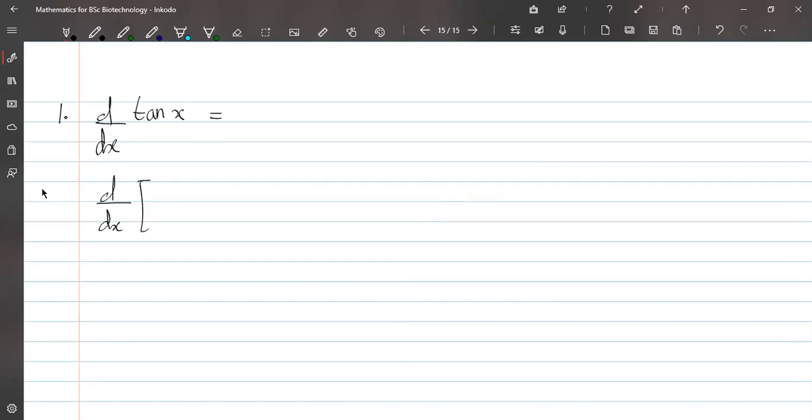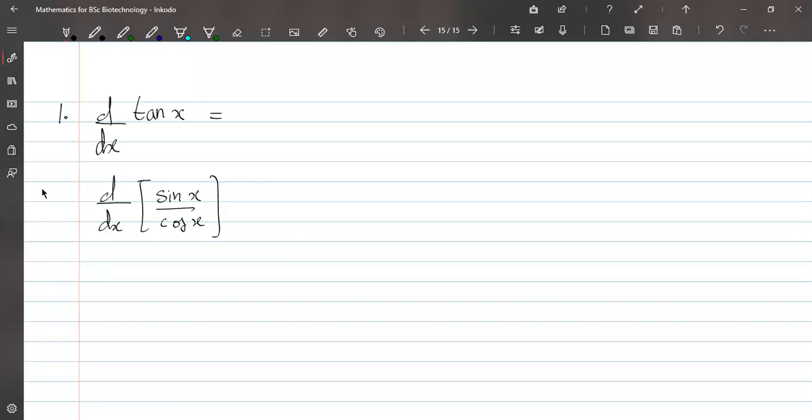What do we know as the definition of tan x? If you're given the triangle, then you know it is the opposite side divided by adjacent side. Or in terms of sine x and cos x, you can write it as sine x divided by cos x. Yes, and then apply quotient rule, correct.